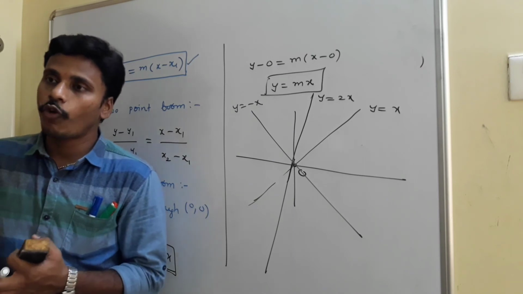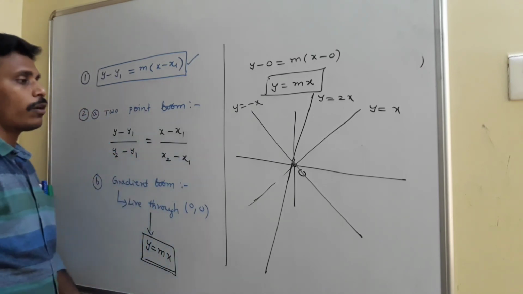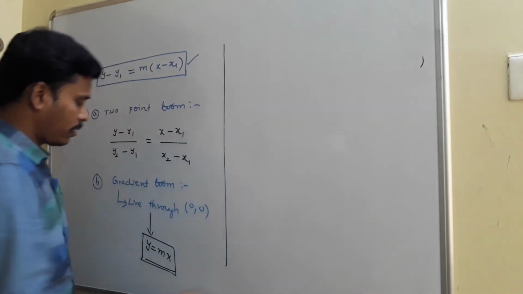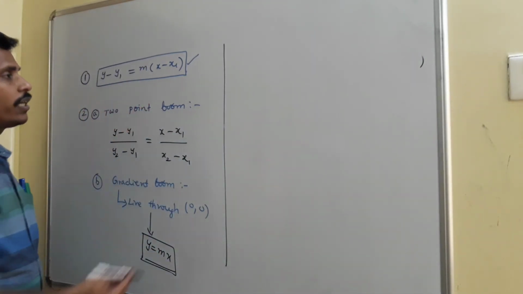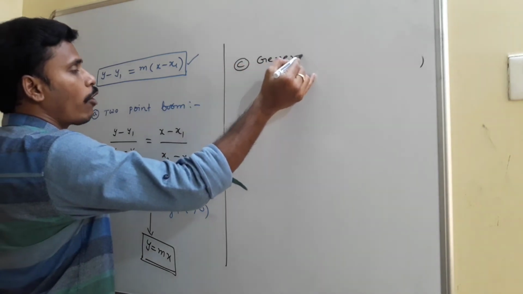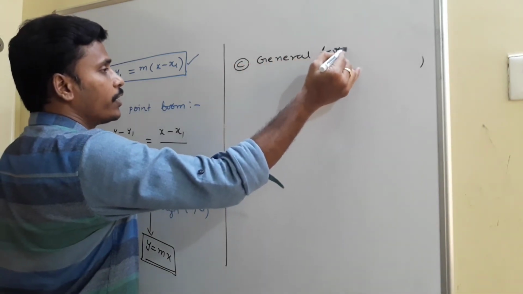So the gradient form is for the lines which are passing through the origin, and the form is just y is equal to mx. And after that we have the general form of a line. Again, this general form is meant for every line.